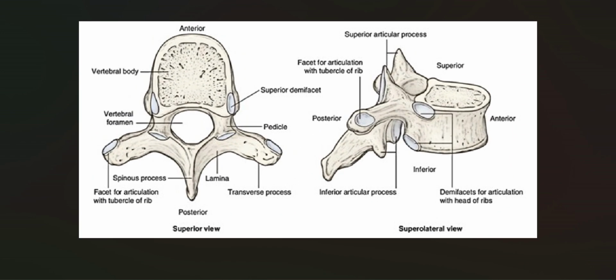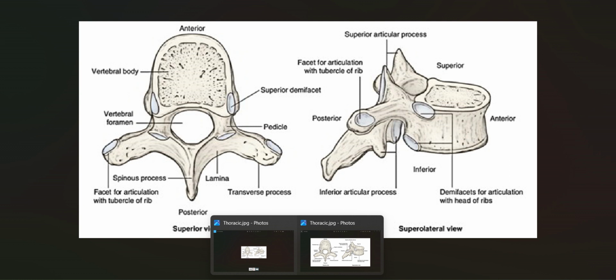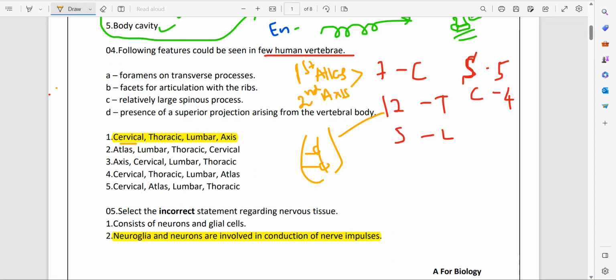In that way, you can directly eliminate the second one, third one, and the fifth one, and you're left with the first one and the fourth one. So how are you going to do that? It has the same combination except for axis and atlas. In order for you to get through this, you have to know what is axis and what is atlas.